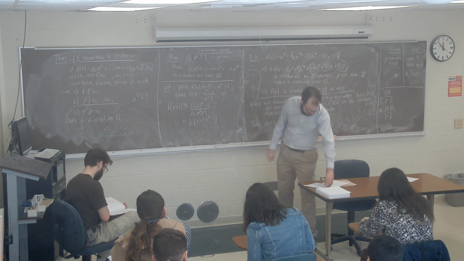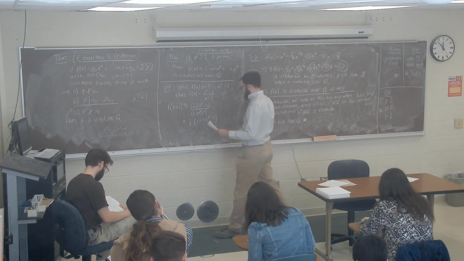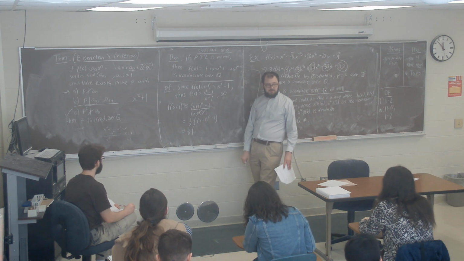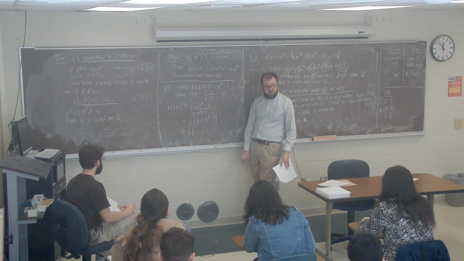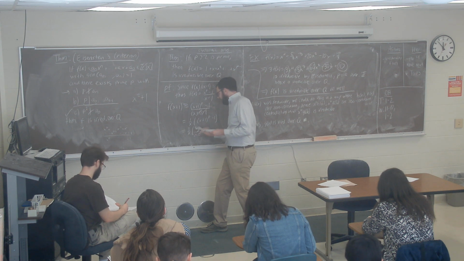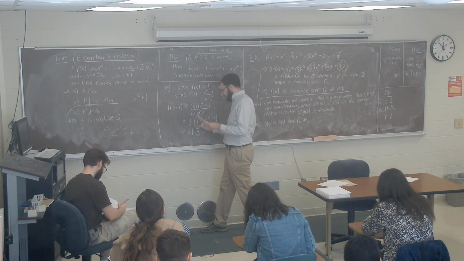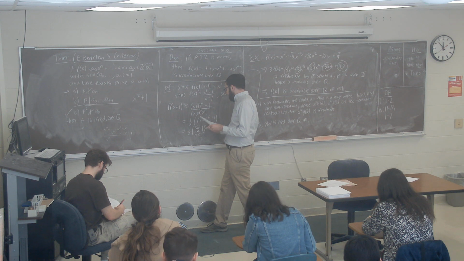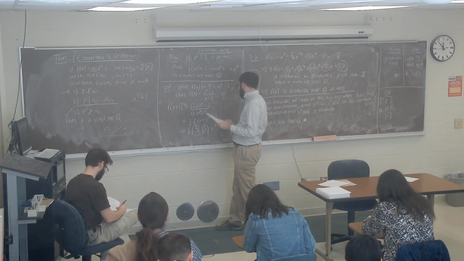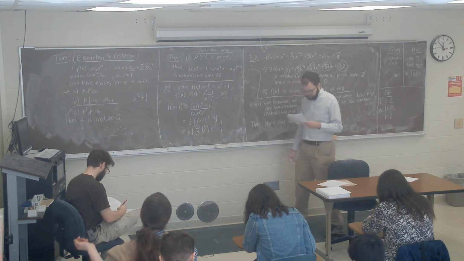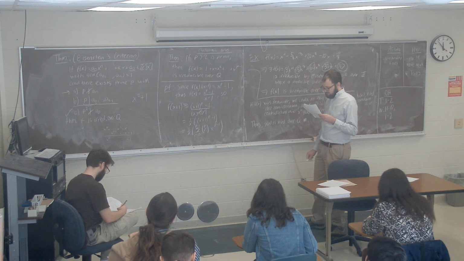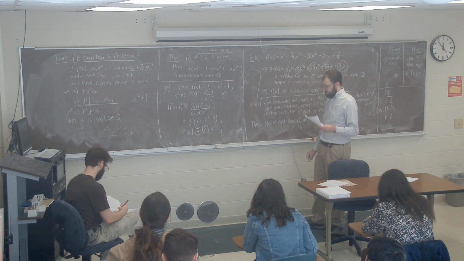Which in turn is just going to give us 1 over x times... binomial theorem time. Sum from r equals 0 to p minus 1, p choose r, x to the p minus r, minus 1.